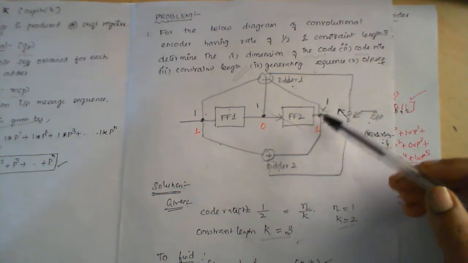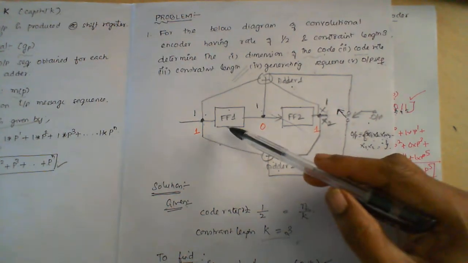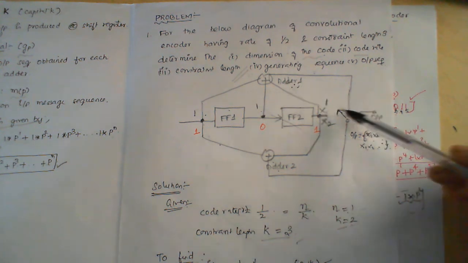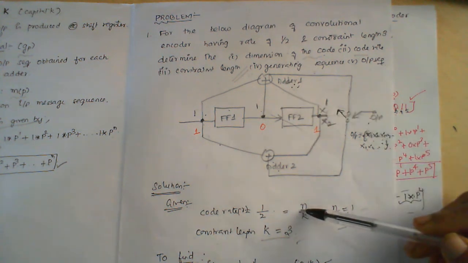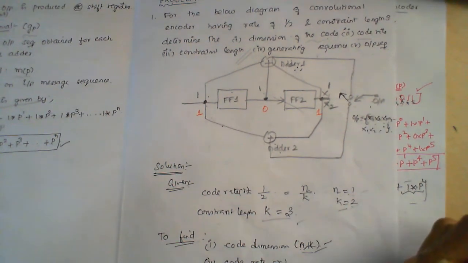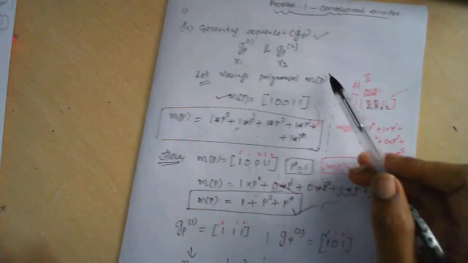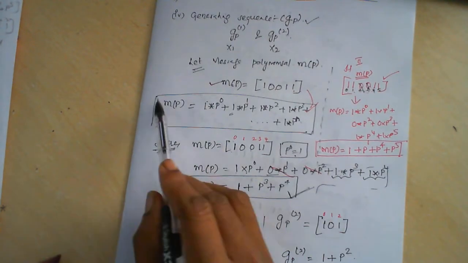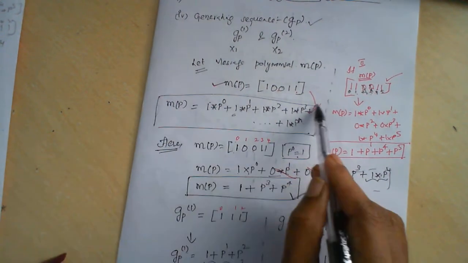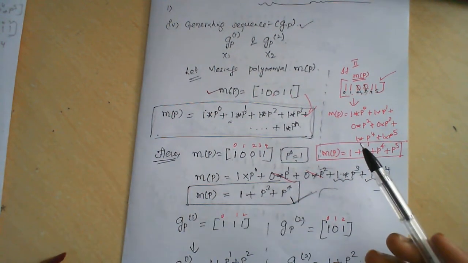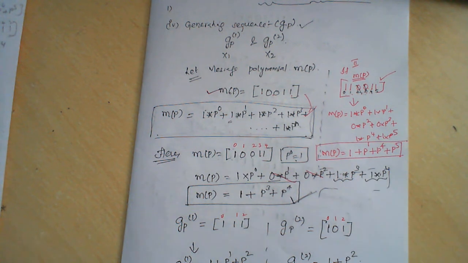For the given diagram, if they are giving the diagram, you should note how many modulo 2 adders are present, specify the output variables, determine the code rate and the constraint length, then go for the generating sequence. For the generating sequence, you should know the polynomial terms, so remember this well. If you remember this polynomial well, you could specify it for any number of inputs, whatever data they are giving. And you should understand the concept of the diagram, how it is connected.